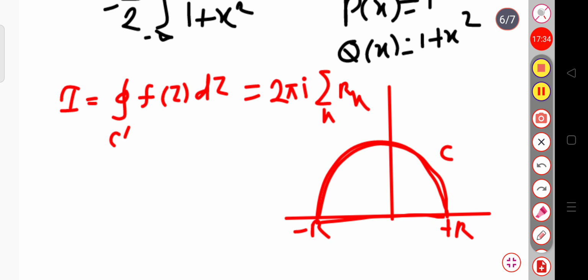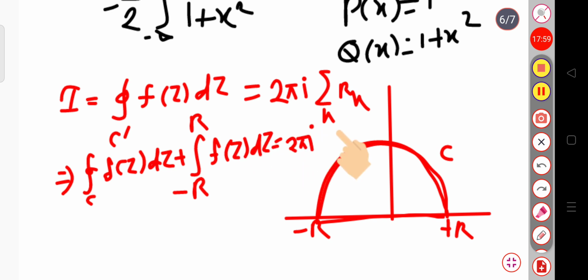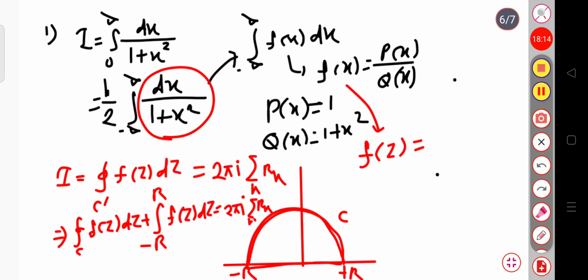Now we can split this into two parts. This implies the integration over the closed contour c of f of z dz, plus the integration from minus r to plus r of f of z dz, which is equal to 2 pi i times the sum over the residues. One more thing, what is f of z? In place of f of x I am just writing f of z. This f of z is 1 divided by 1 plus z square.